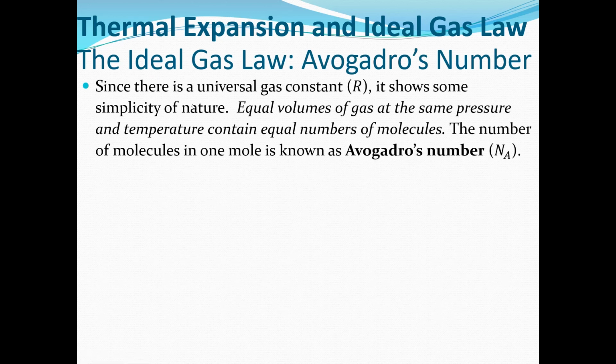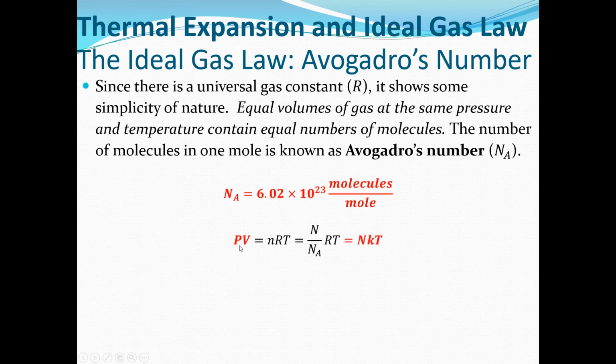Now, one thing that you've probably heard about is Avogadro's number, if you've taken a chemistry course. Basically, the idea that equal volumes of gas at the same pressure and the same temperature end up containing the same number of molecules. The number of molecules in 1 mole of any ideal gas is equal to Avogadro's number, which is 6.02 times 10 to the 23rd.